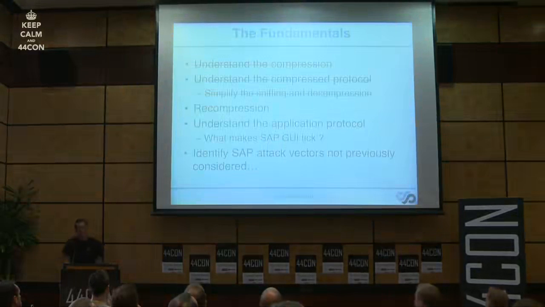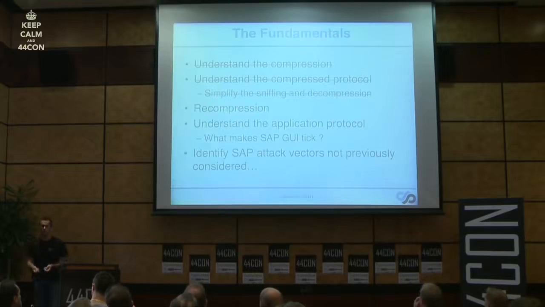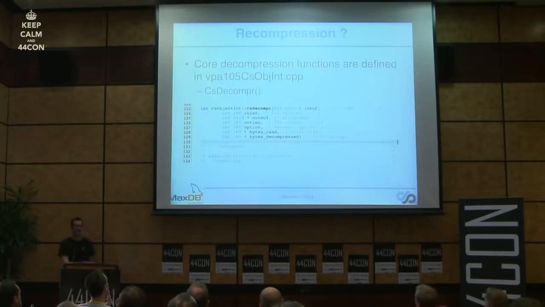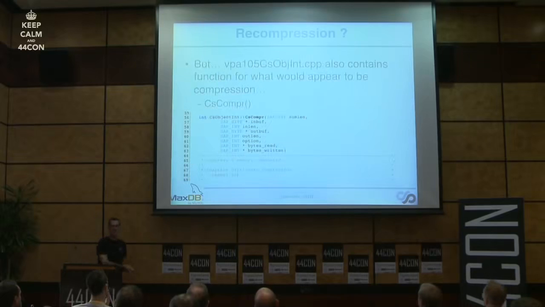Okay, so we've simplified this process. We've made it a lot easier for people to see what's happening on the wire with SAP. But the big question over here is, what about recompression? And the nice part about it is if we dig through the MaxDB code, which Dennis picked up, a couple of functions are actually declared in it. The first one is CS-decompress, which is the one we're using to decompress information. But there's also one called CS-compress, which theoretically allows us to recompress this.